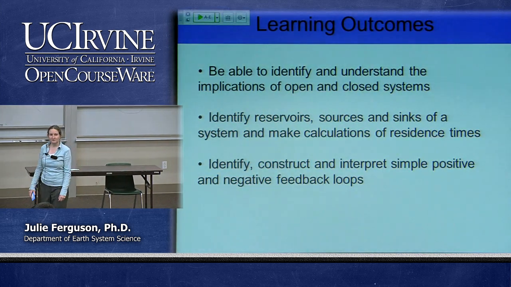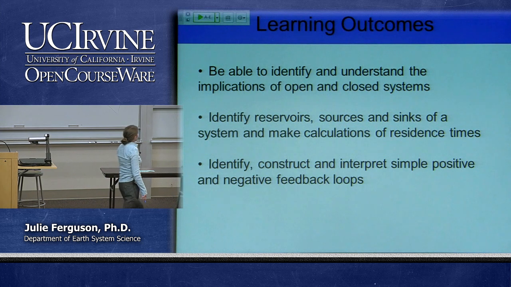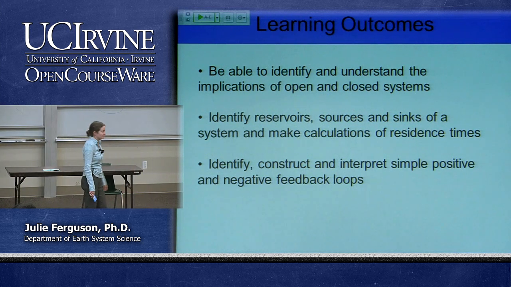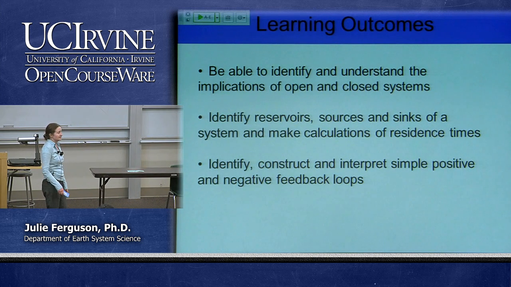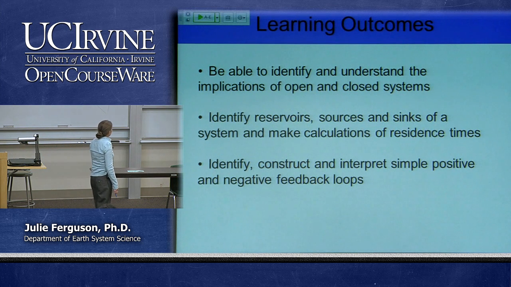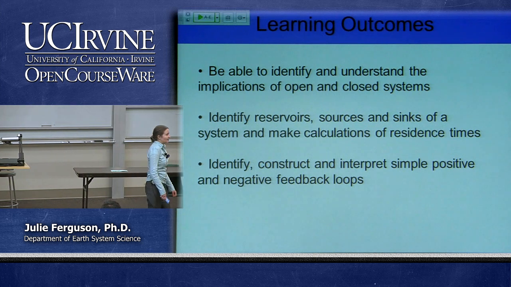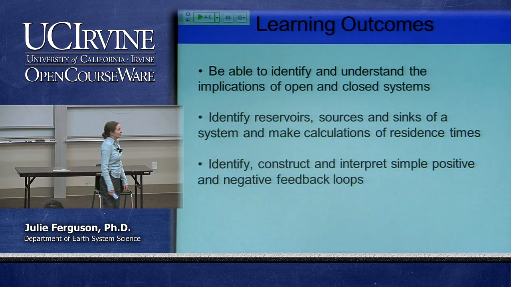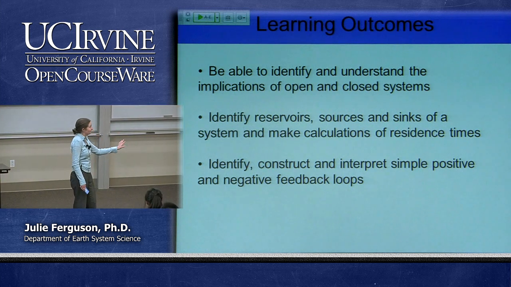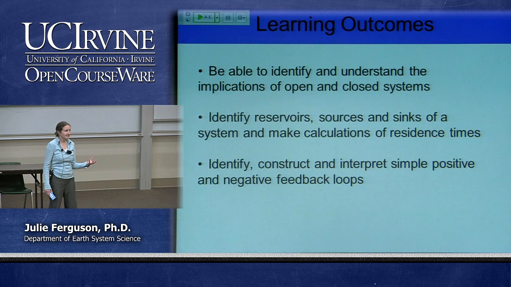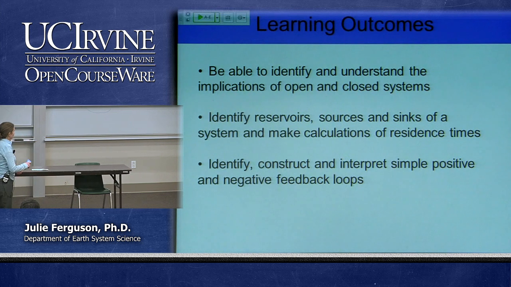So these are the learning outcomes for today. By the end of this lecture, you guys are going to be able to do a lot. You're going to be able to identify and understand the implications of open and closed systems. We're going to be able to identify reservoirs, sources, and sinks of a system and make simple calculations of what we call residence times. And also we're going to be able to look at feedback loops and say whether they're positive or negative. And the key thing about these, which is confusing at first, is that positive feedbacks aren't necessarily things that are good. Usually if you get positive feedback on something, it means that you've done a good job. Positive feedback in the ESS, or Earth System Science terminology, means something a little bit different. So we'll stress that as we get there.